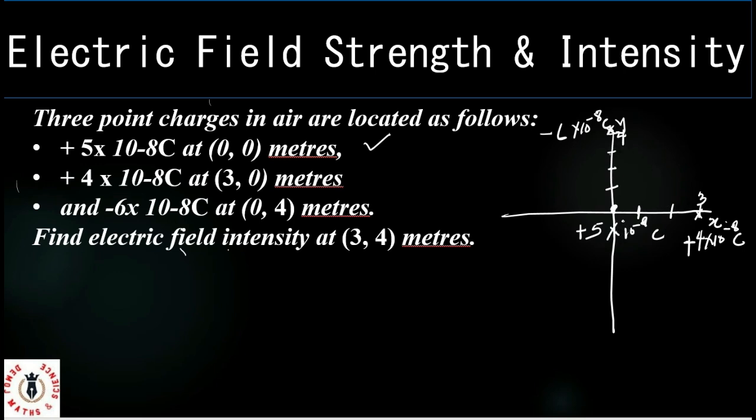Now, we have to calculate the field intensity at 3 and 4. It is 3 on the x-axis. Here is 3, and we'll trace it to 4 on the y-axis. That forms a perfect rectangle. So from here to this point is 3, while from here to this point is 4. Here we'll place a positive charge to calculate the electric field intensity.